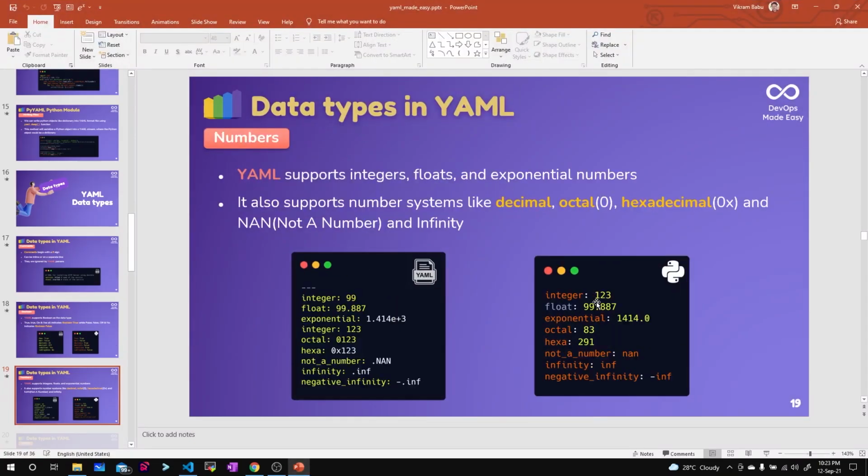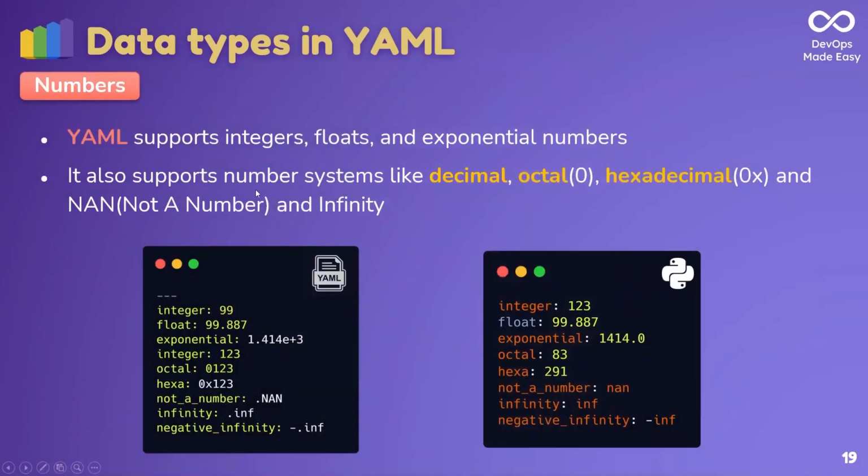So now let's go to the other data type, which is nothing but numbers in YAML. YAML supports integers, floats, and exponential numbers. It also supports numeric systems like decimal, octal, or hexadecimal. And we can also give infinity numbers and not-a-number values. All are supported in YAML.